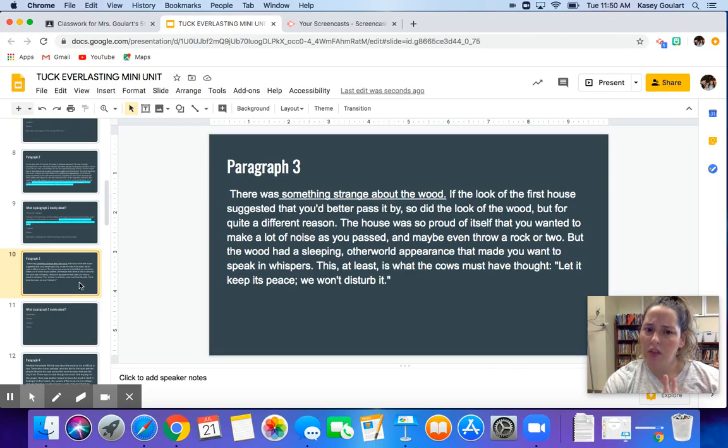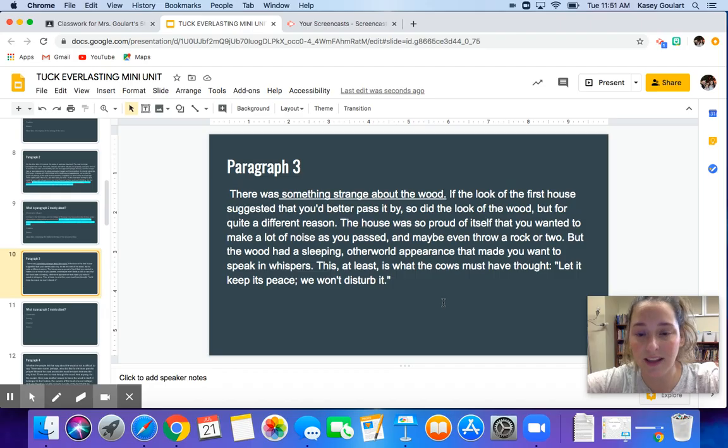Paragraph 3. There was something strange about the wood. If the look of the first house suggested you better pass by it, so did the look of the wood, but for quite a different reason. I love this paragraph. The house was so proud of itself that you wanted to make a lot of noise as you passed it, and maybe even throw a rock or two. I wouldn't suggest doing that. But the wood had a sleeping, otherworld appearance that made you want to speak in whispers. This, at least, is what the cows must have thought. Let it keep its peace.